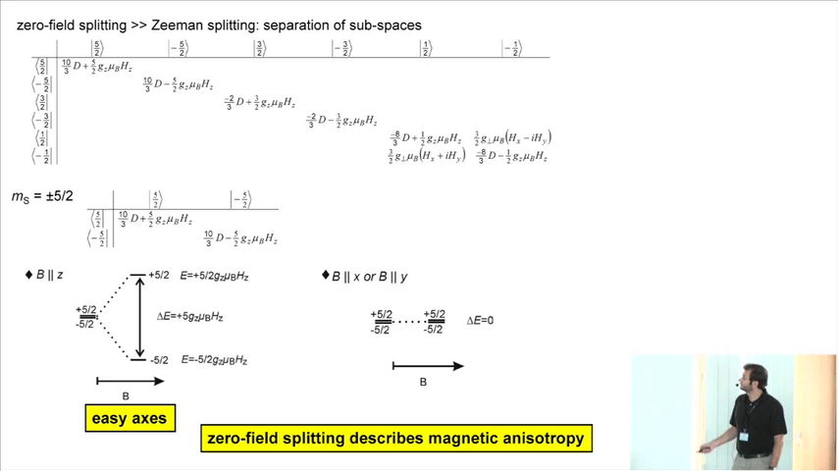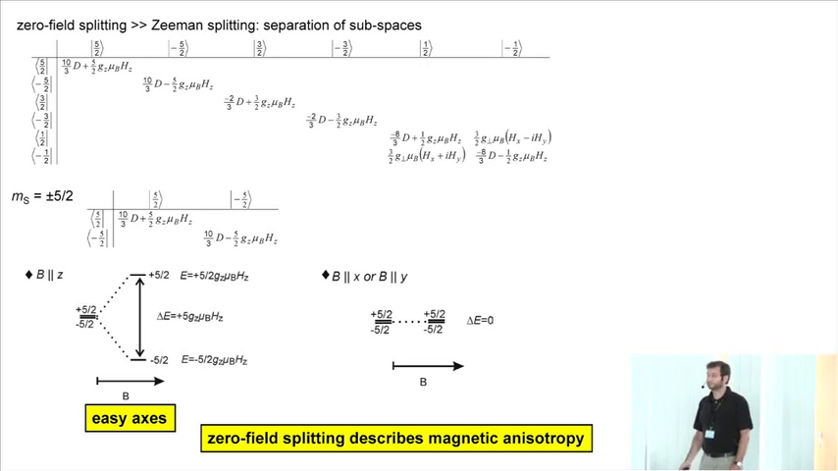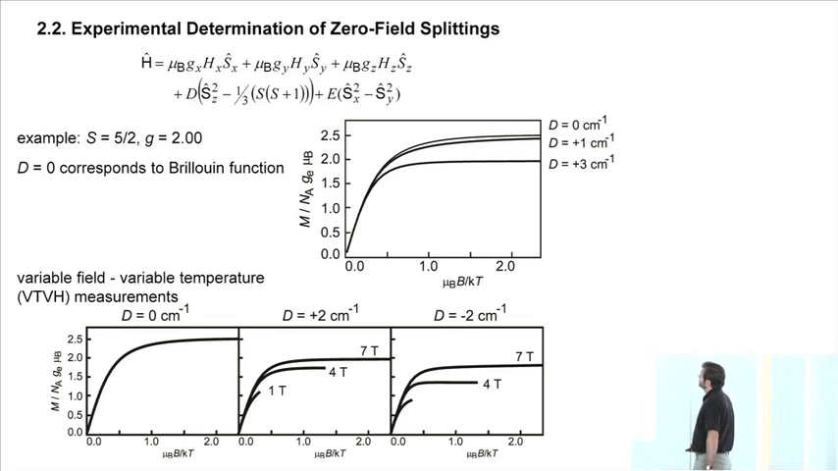So if we have a negative zero field splitting with the plus minus 5/2 at the bottom, we have an easy axis system. And this is why people always say that zero field splitting describes magnetic anisotropy. It is wrong to say the other way around. D, or zero field splitting, is not the magnetic anisotropy, but D describes one sort of magnetic anisotropy. Okay, how can we determine D?